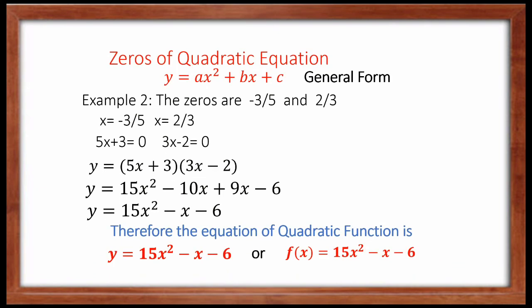Okay, paano naman kapag ang zeros of quadratic equation ay mayroon tayong fractions? Ito yung ating example number 2. The zeros are negative 3/5 and 2/3. Ganun din ang gagawin natin. Okay, isisimplify natin siya parang roots. X equals negative 3/5 and x equals 2/3 na magkahiwalay.